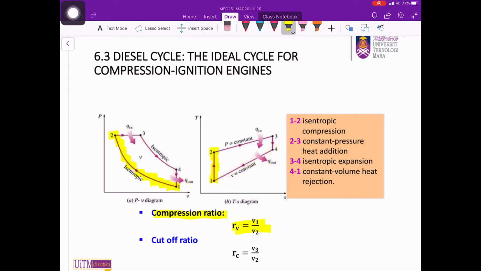With respect to this example, the compression ratio is given by rV equals V1 over V2 during the compression stroke. And the cutoff ratio is the ratio of the volumes during the constant pressure heat addition process, and is given by rC equals V3 divided by V2.